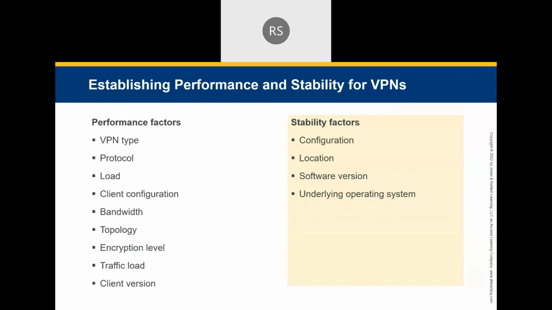So now we're going to look at some of the stability factors, proper configuration of the VPN settings. This is something that is essential for stability, and this is including your authentication methods and security parameters. The physical location of the VPN servers and clients can influence stability due to network latency and reliability. Also, using the latest software versions of the VPN server and clients can help address known bugs and vulnerabilities.